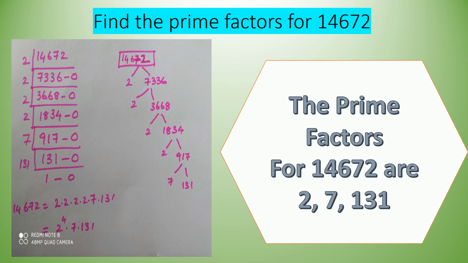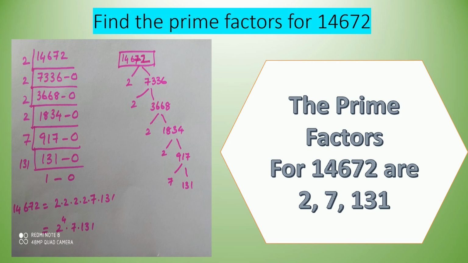Now this is a big number, 14,672. You have to find the prime factors. You can use the repeated division method or the factorization tree method. Here you always start with the first prime number, that is 2, until you get a number which is not divisible by 2, then you select 3.